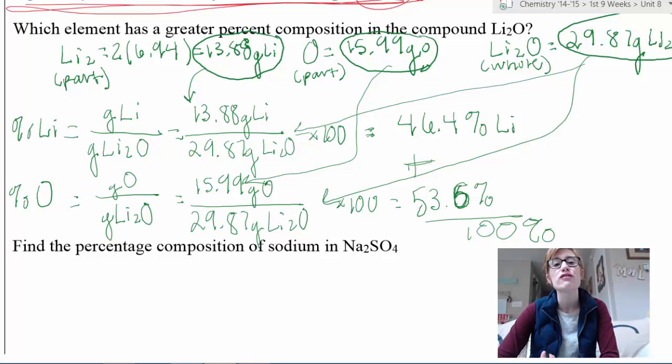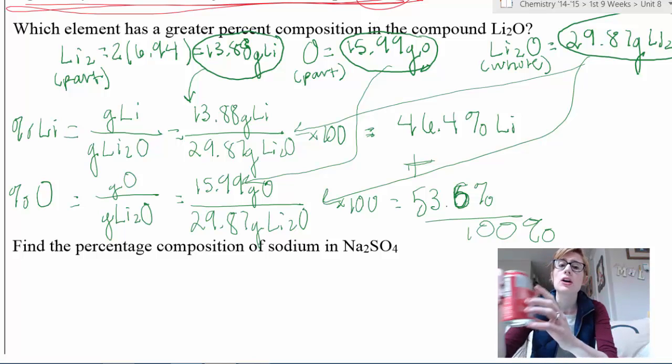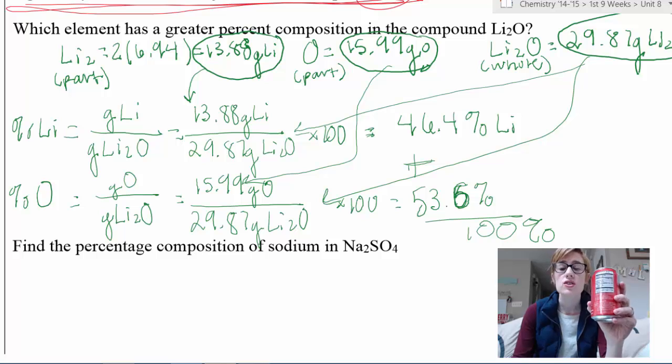You'll have a wonderful day, and remember that every time you drink a Coke, 11.4% of what you're drinking is made of sugar. Crazy.